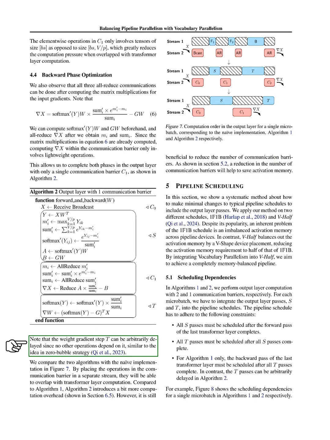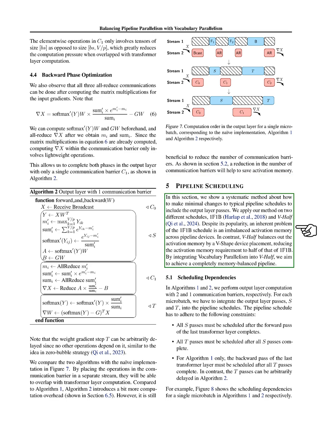We note that the weight gradient step can be delayed without affecting other operations, similar to the zero bubble strategy. We compare our 2 algorithms with a naive implementation, showing that by placing operations in a separate stream within the communication barrier, we can overlap them with the transformer layer computations. Although our algorithm introduces a bit more computational overhead, it is still advantageous to reduce the number of communication barriers, which helps save activation memory.